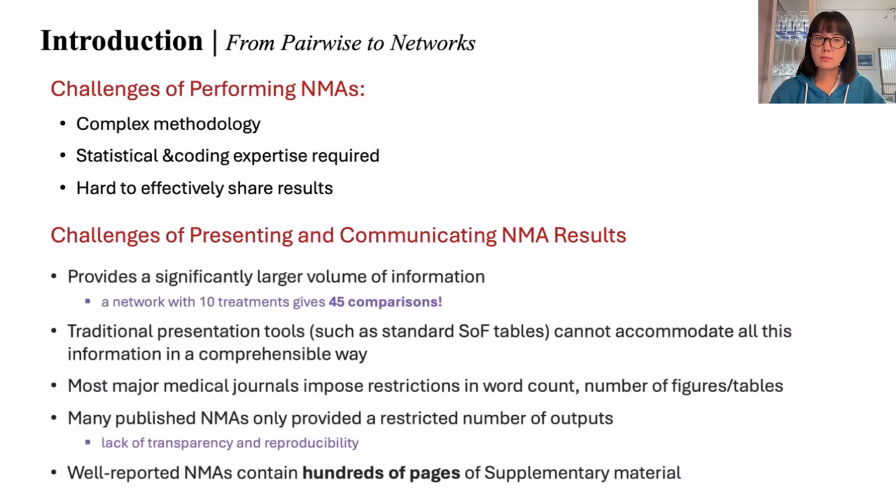Similarly, compared to pairwise meta-analysis, NanoMe usually provides a significantly larger volume of information. Imagine a network with 10 interventions: it gives 45 comparisons. And some traditional presentation tools, such as the standard summary of findings tables, cannot accommodate all of this information in a comprehensible way. We know that most major medical journals impose restrictions on word count, number of figures, and tables. That's why many published NanoMes only provided a restricted number of outputs, which lacks transparency and reproducibility.